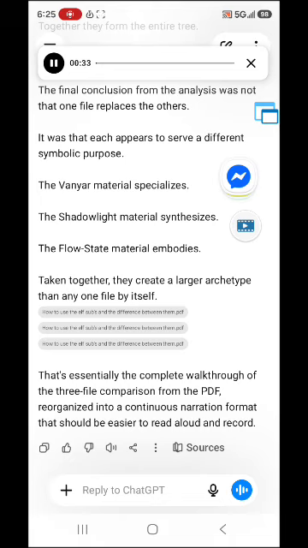Not, what kind of elf am I? But where did I come from? What am I becoming? How do I live it? File 1, Calaquendi Vanyar High Elf.